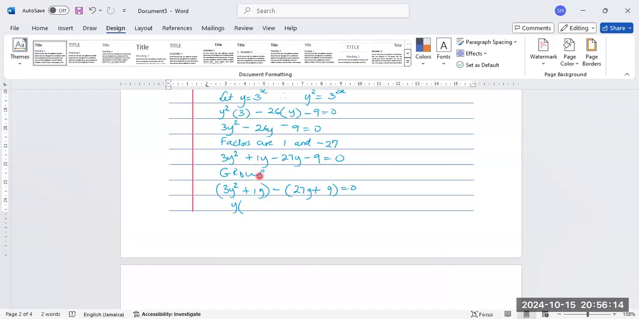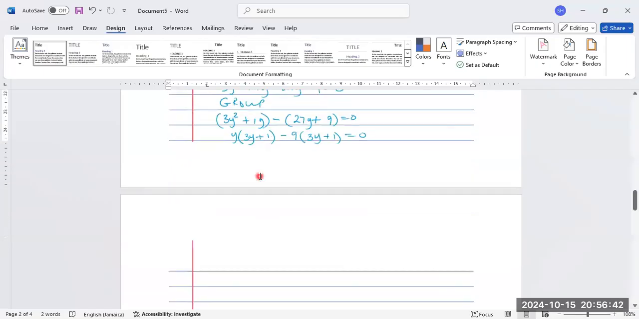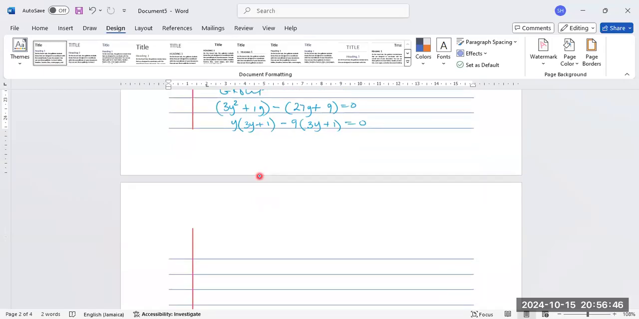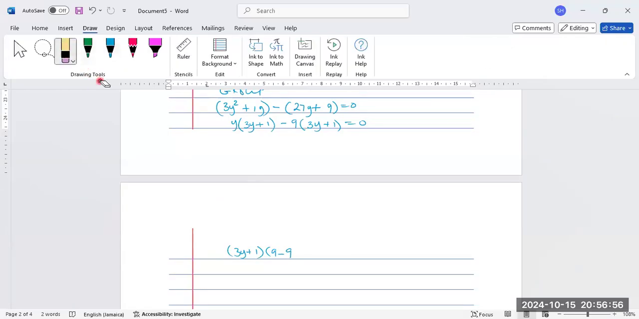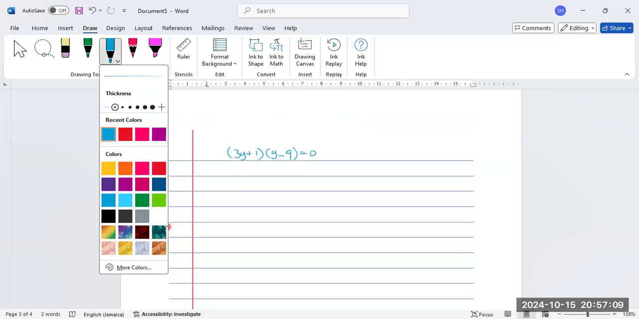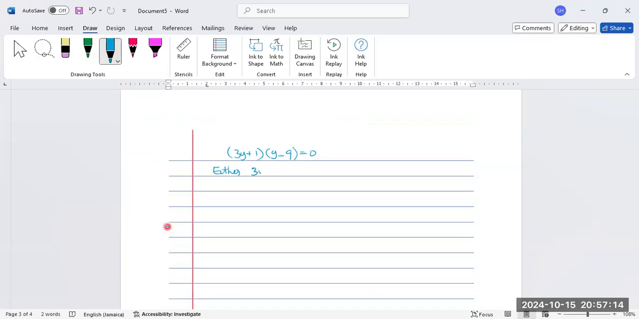3y. What is common between 27 and 9? 9. What is left? 3y plus 1. What is common between those two terms? 3y plus 1. What is left? y minus 9 equals 0. So this implies y is equal to negative 1 over 3.